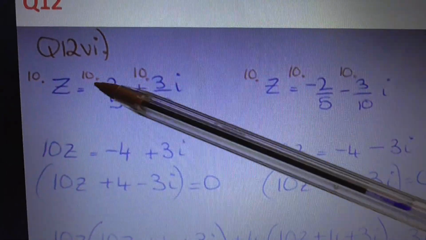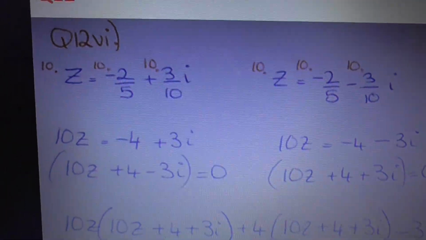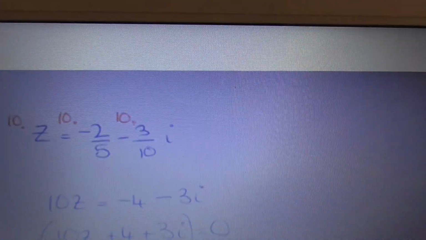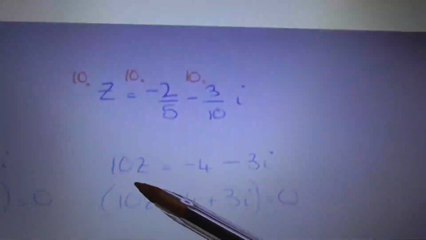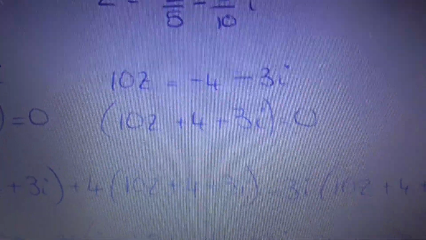Initially, you may have brought over the minus 2/5 and the plus 3/10 i first, and then multiplied across by 10. That's fine. You'll still get that same factor there. Same on the other side. Multiply across by 10 to get rid of the fractions. You end up with 10z is equal to minus 4 minus 3i. Bring everything over the equals then and you have your factor.